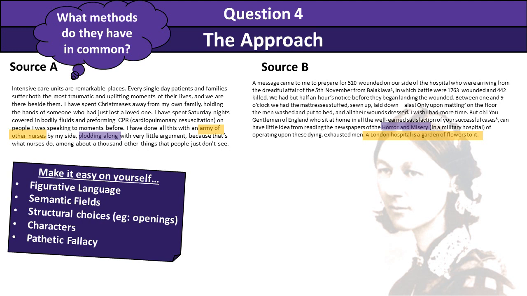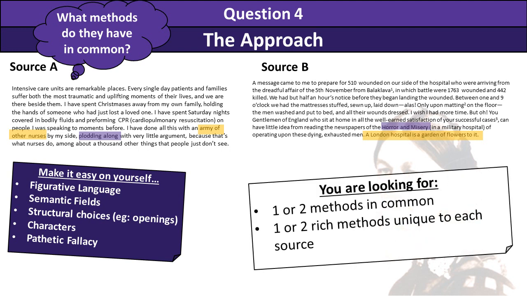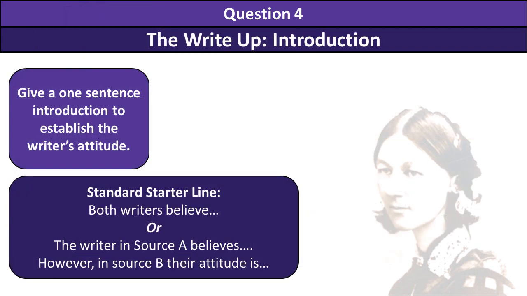Then I dig a little bit deeper. I can see source B is using proper nouns, and I'm seeing source A is using interesting verbs. Different language choices. I want to be finding 1 or 2 methods they've got in common, such as the orange ones here, and then 1 or 2 methods that are unique to each source, such as the purple ones. Now I've got an overall argument and I've got my quotes ready to go. I'm ready to start writing.